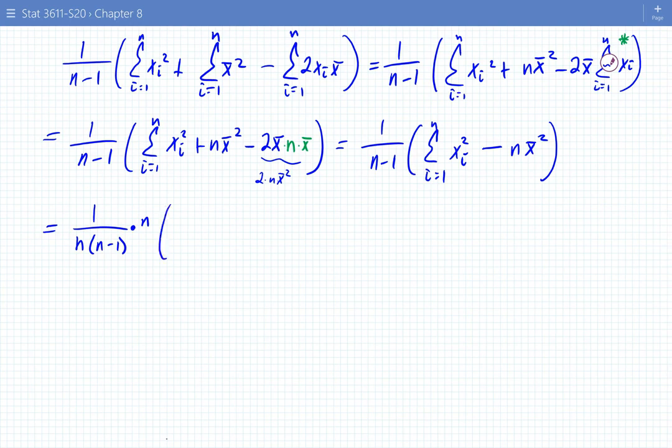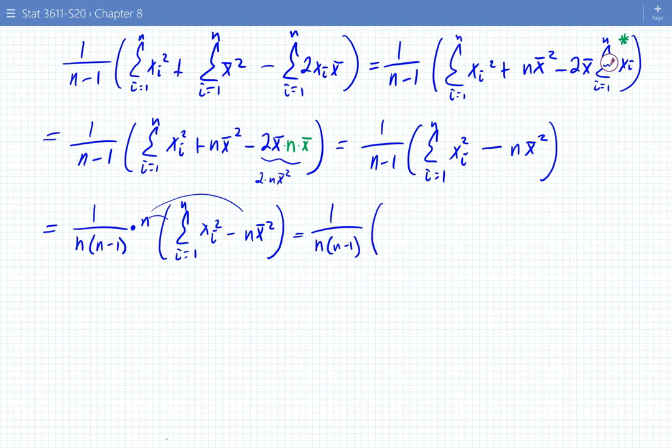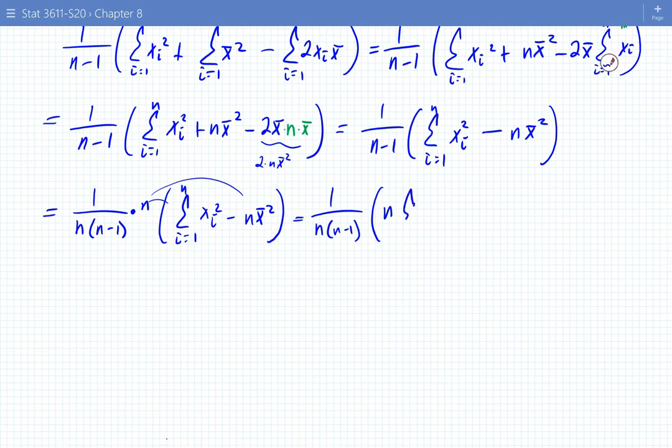And then what are we going to have now? Now we have the sum from 1 to n of the xi squared minus n x bar squared. Okay. And now let's distribute this n into our parentheses here. So we have 1 over n times n minus 1, and then we have n times the sum of the xi squared. We also have to distribute that to the n x bar squared, which is just now going to be minus n squared x bar squared.